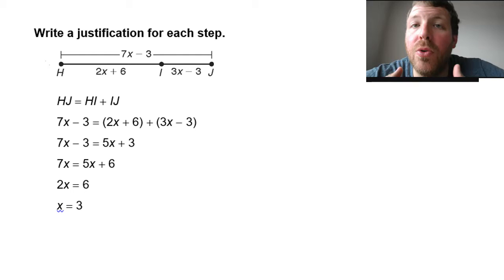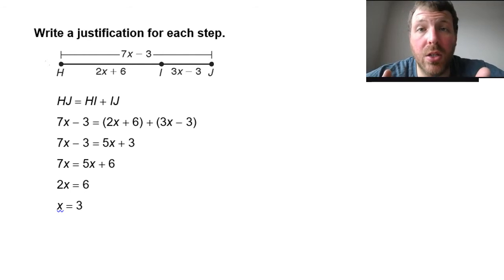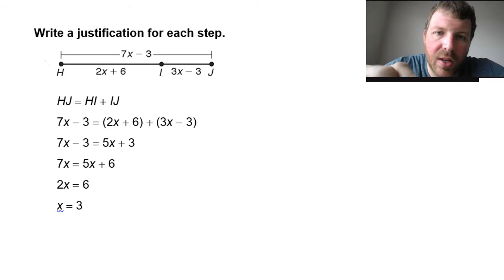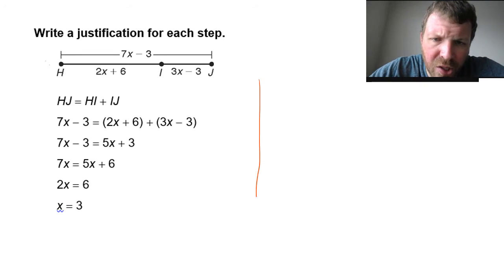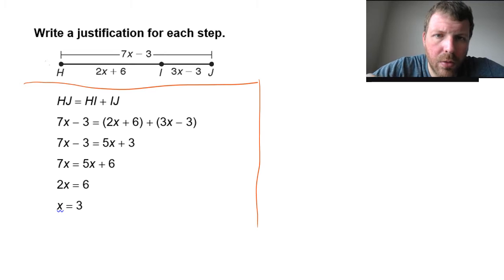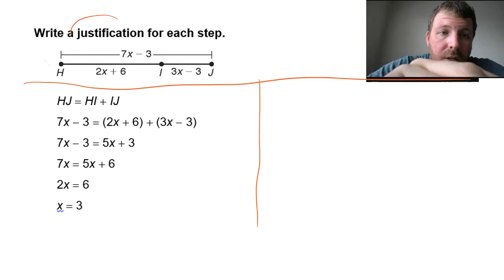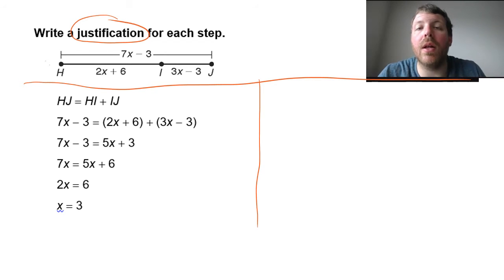What's going on, guys? What we're going to do is look at writing justifications for given statements. This is actually a two-column proof where I just need to write the reasons. Justification means reason. When I see that word, it's just a big fancy term for give me a reason for getting this statement.